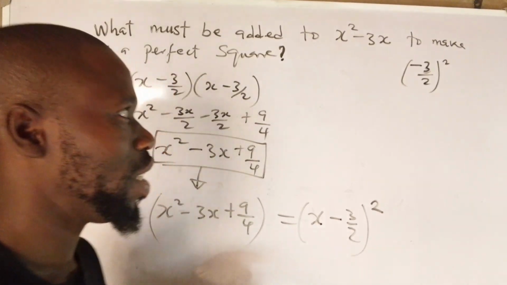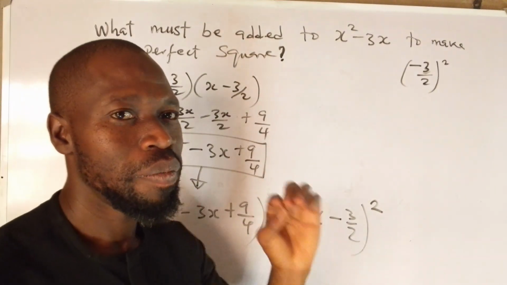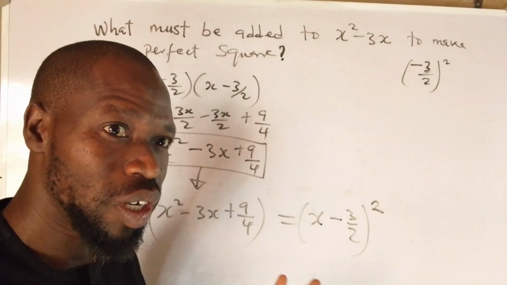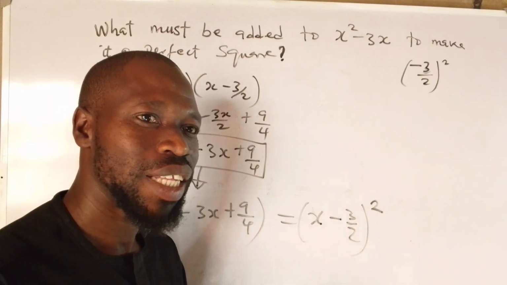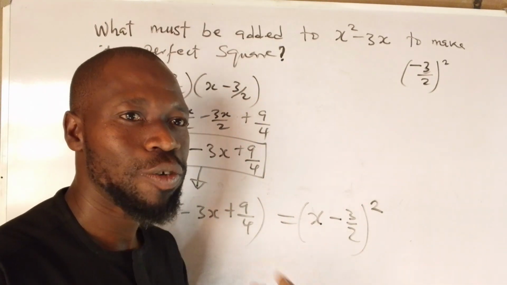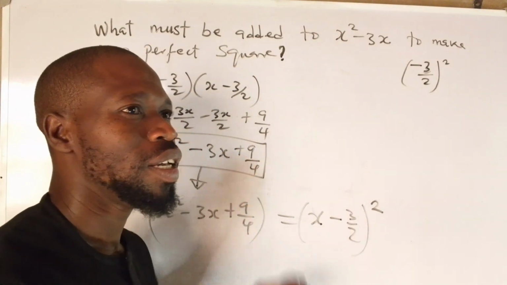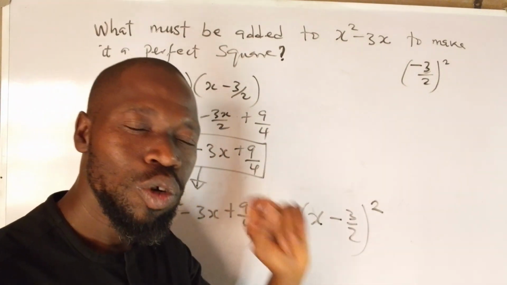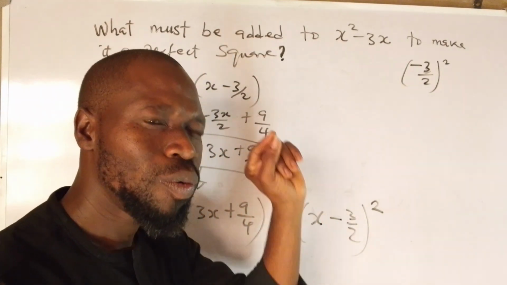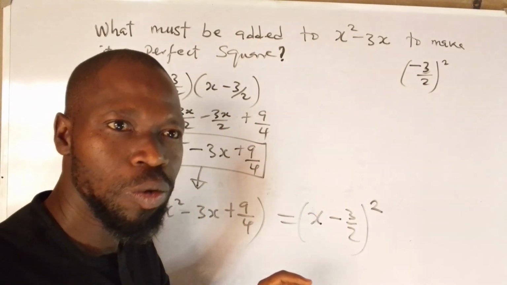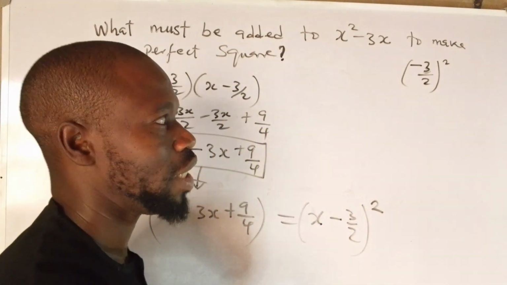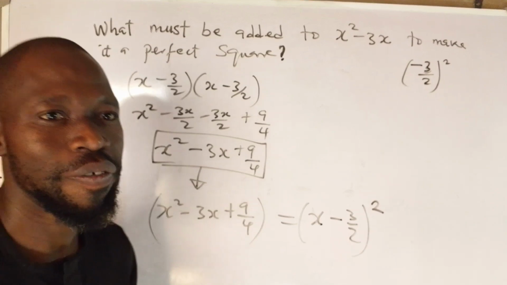But I hope you understand that to make any quadratic expression a perfect square, make sure that x squared has a coefficient of 1. If it has any coefficient, divide through by that. Once you do that, go to x and divide whatever coefficient it has by 2, square it and add to both sides. Then you'd have made that expression a perfect square.